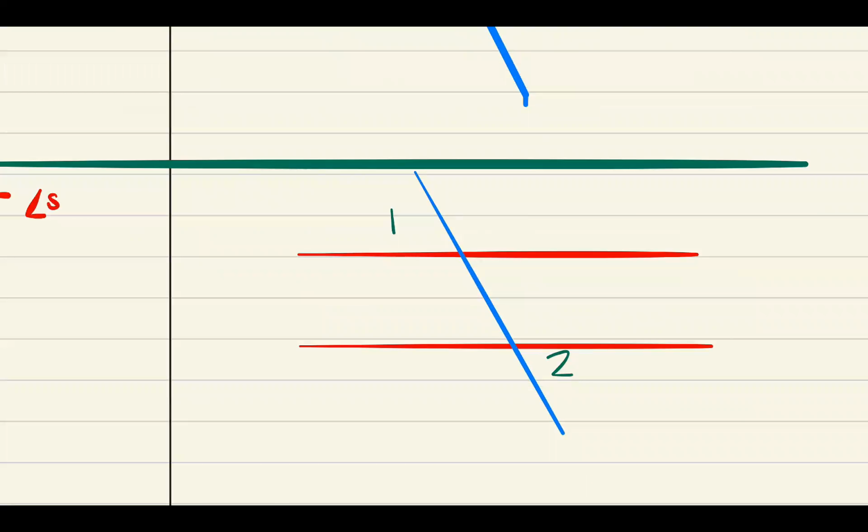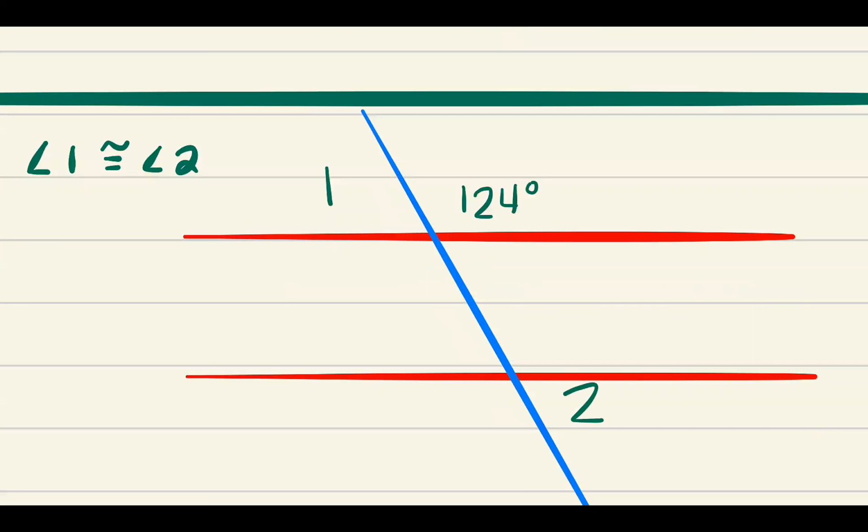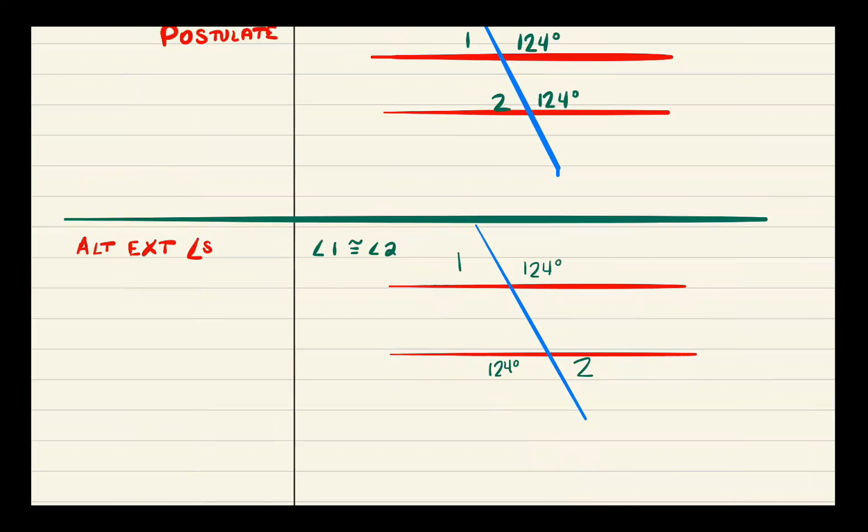And then how would we say those angles are related? They're congruent. So angle 1 is congruent to angle 2. And what does it mean for angles to be congruent? Their angle measures are equal. So if this top one here is 124, then our bottom one has to be 124. Yay! What was our other alternate theorem?